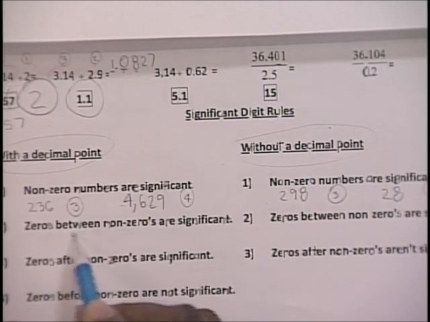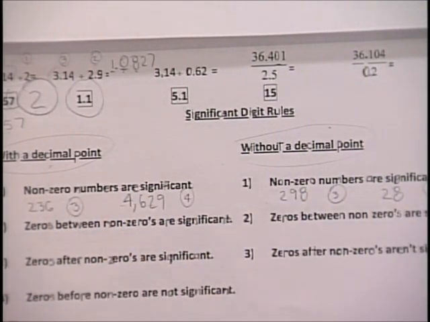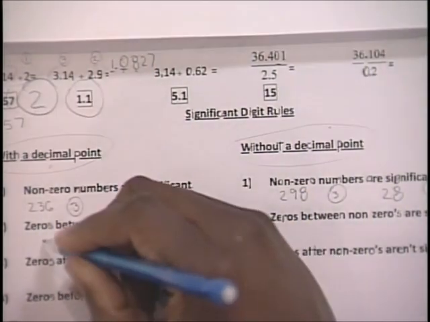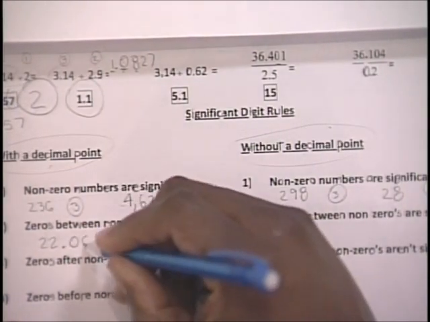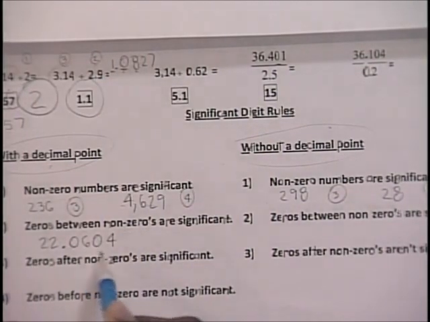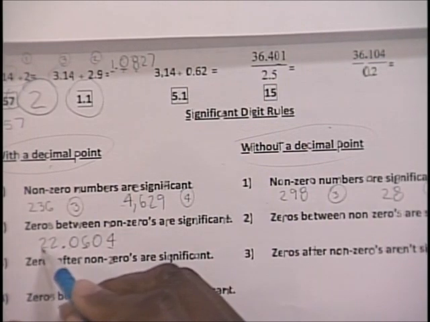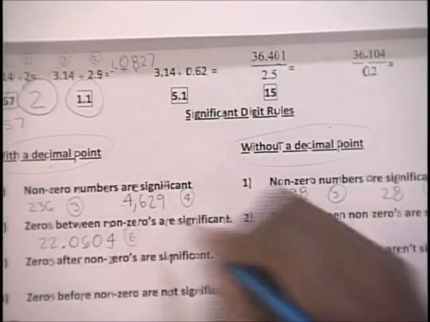Then there's another rule we talked about last week. Zeros in between non-zero numbers are significant, both for decimals and non-decimals. So for a decimal, you have 22.0604. Zeros that are lodged in between non-zero numbers, when you have a decimal point, are significant. So here you have 1, 2, 3, 4, 5, 6 significant digits there.